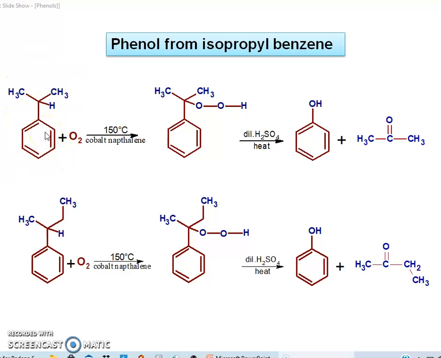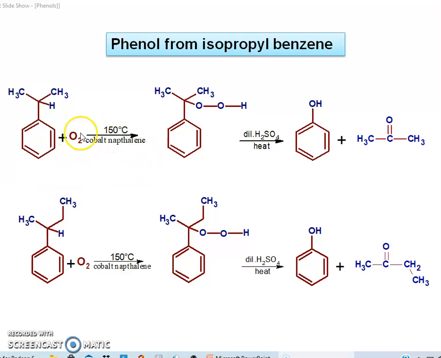So how will you get these products? This method is used for the preparation of phenol itself. This is an industrial method for the preparation of phenol. The cumene, another name is isopropyl benzene. So this is cumene.